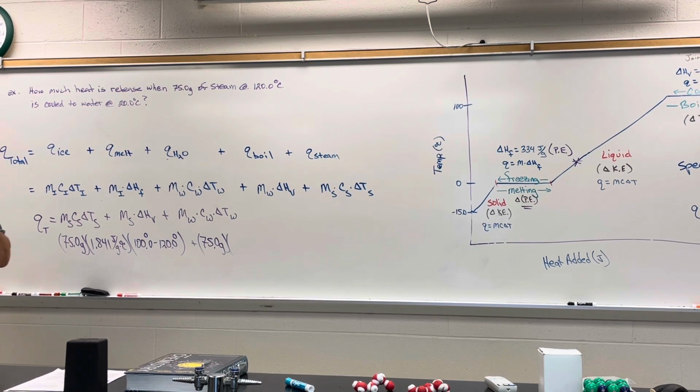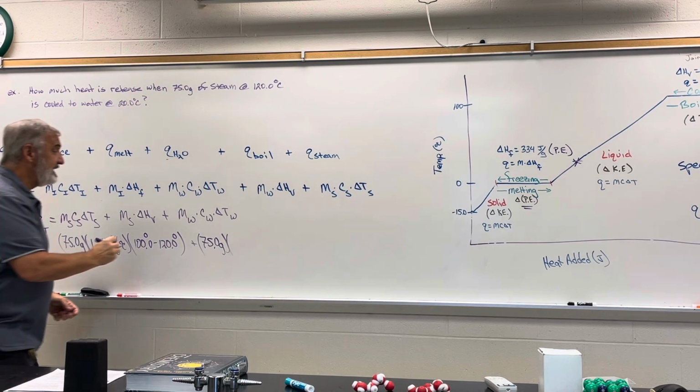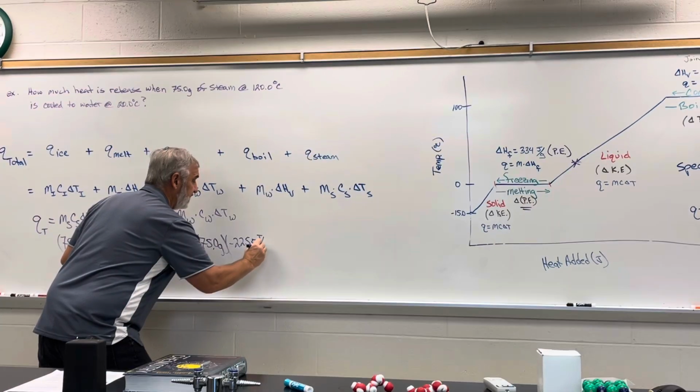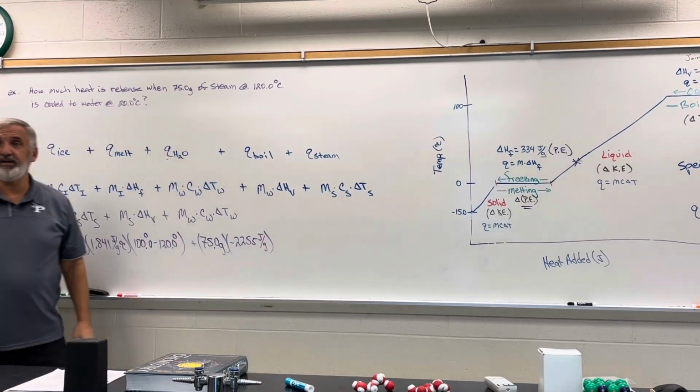Okay, so again, positive to break the bond, negative when the bond is formed. Energy required to break the bond, energy released when the bond is formed. When steam condenses, the waters are sticking together. Gas, it's separate. Liquid, it sticks together. So it releases energy when it does that. So it's going to be negative 2255 joules per gram. Does everybody understand that fact?